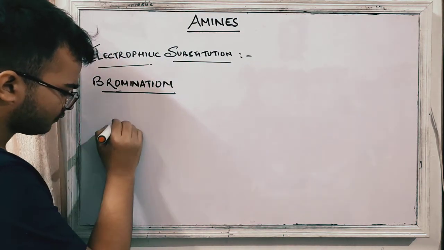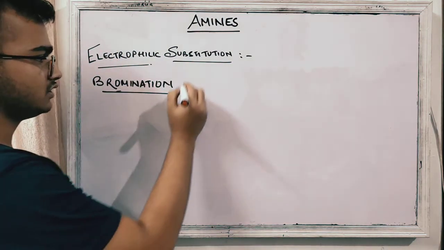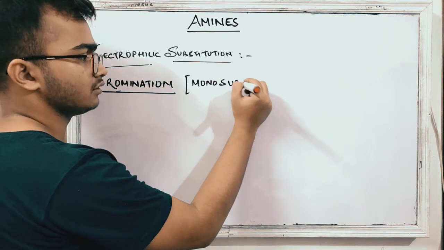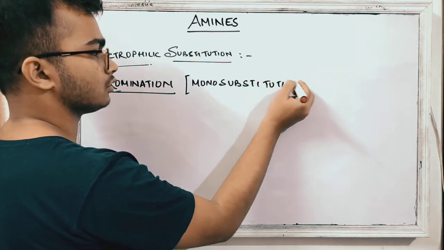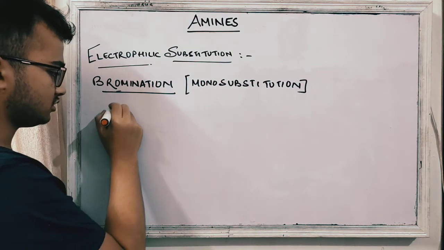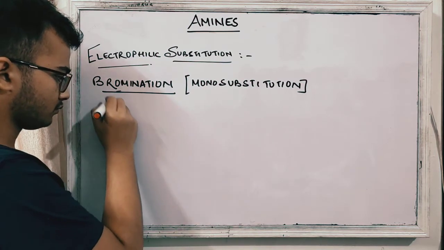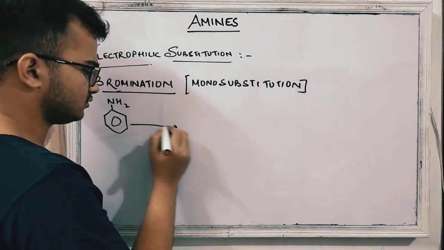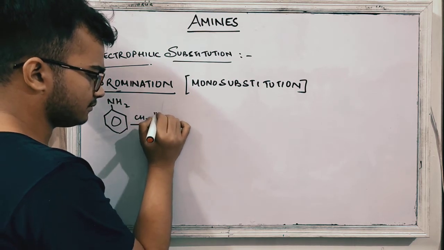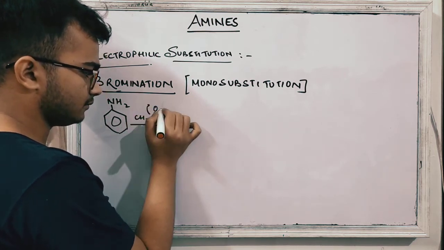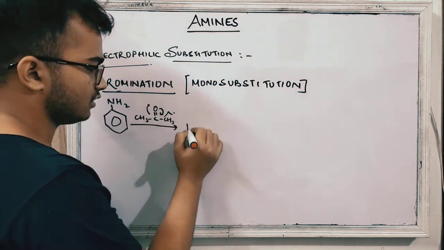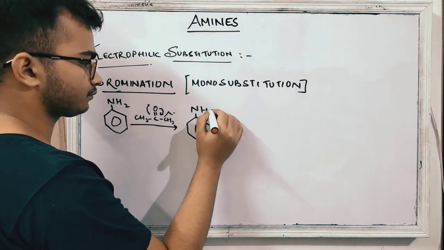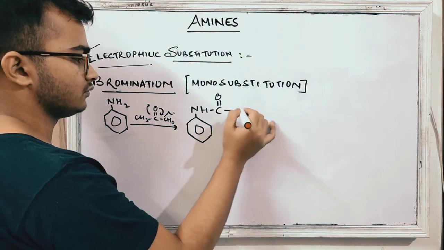So, this is my aniline. So, for bromination, give the heading mono substitution. Okay. So, bromination mono substitution, this is the aniline. We now perform the mono substitution by acylation. Okay. So, CH3, C double bond O, CH3. So, this will move and this will move, this will come out. So, as a result, the thing which we will get here is this one, NH, C double bond O, CH3.